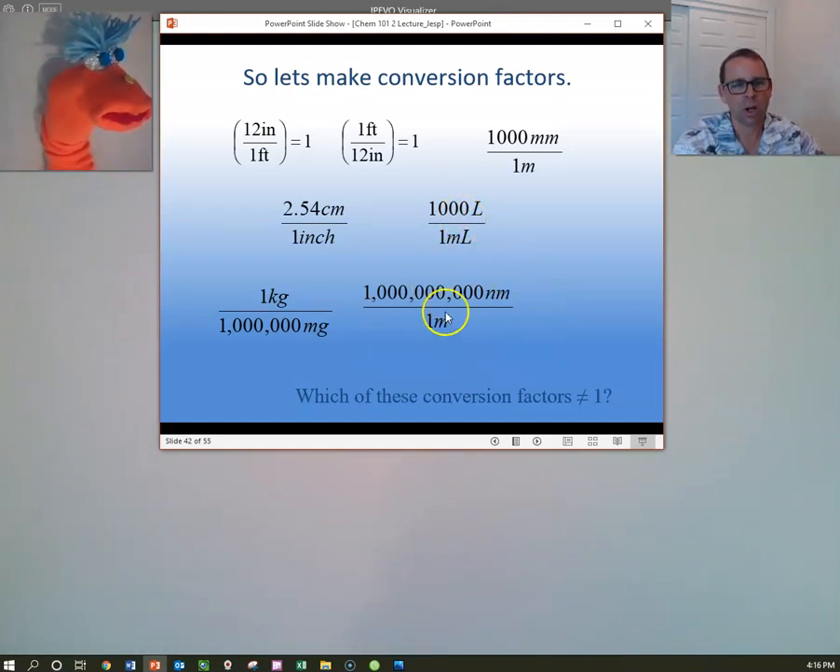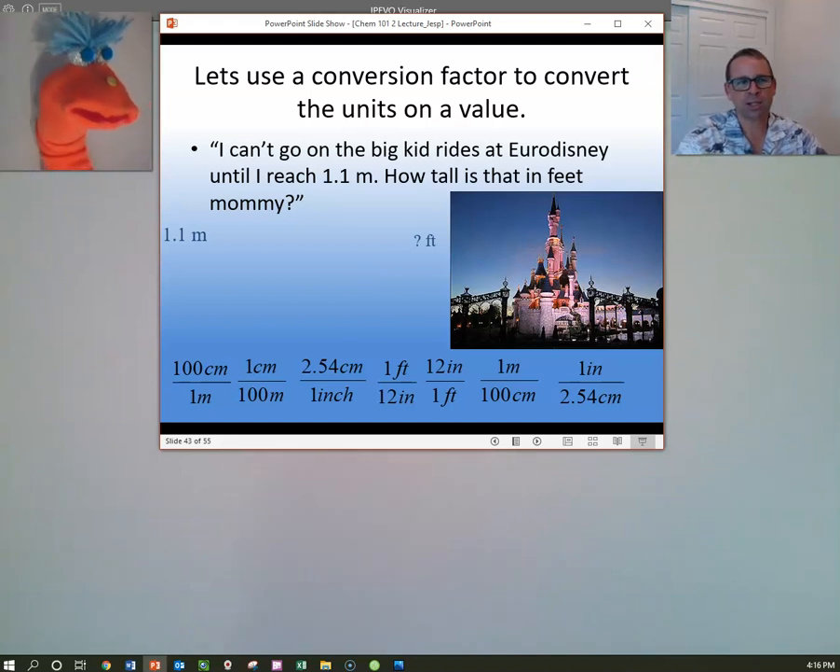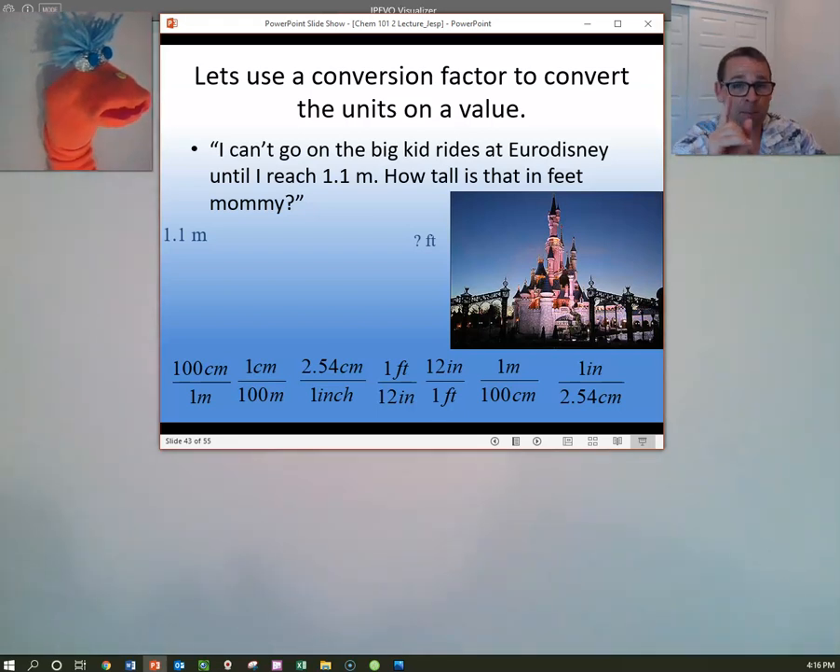All right. So in all of these, the conversion factor, what we have on top is equal to what we have on the bottom. And now conversion factors allow us to answer questions like this. I can't go on the big kid rides until I'm 1.1 meters. How tall is that in feet? All right. I know what to do here. You just wait. Hold on just a second. I'm less interested in knowing what the answer is and more interested in seeing that we organize it correctly. But I know how to answer this one already.